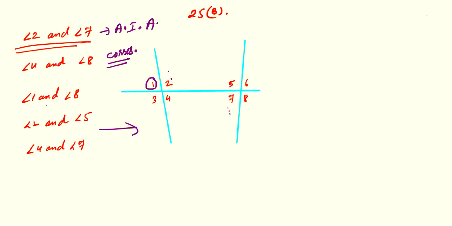Then angle 1 and angle 8. One angle is on this side, 8 is on this side. Both are on opposite sides and both are exterior. So alternate exterior angles. Then angle 1 and angle 5. Same, angle 1 is here, angle 5 is here, both on the same side. Angle 1 is exterior, 5 is interior. So corresponding. Then angle 4 and angle 7. Angle 4 and angle 7 both are interior and both are on the same side. So co-interior.